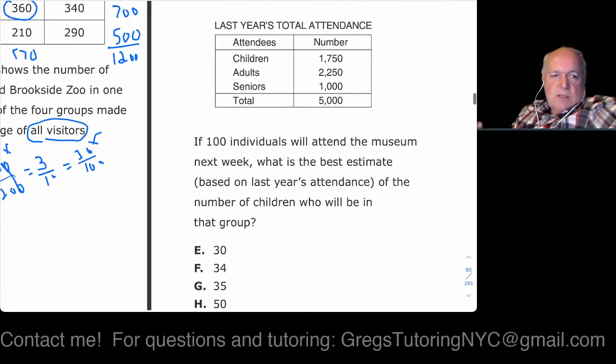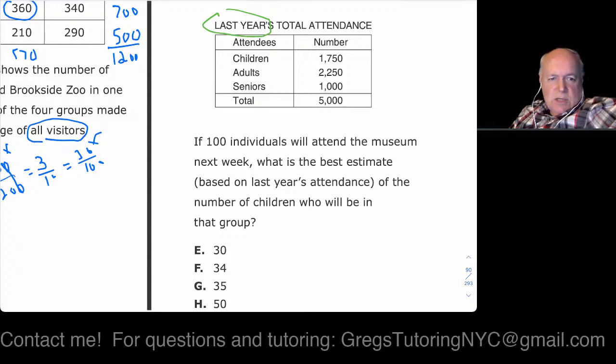All right. So we have a table. Last year's total attendance. The left-hand side has the attendees. The right-hand side has numbers. We have the total. Luckily, they added that up for us. Children, adult, and seniors, the respective numbers. If 100 individuals attend the museum next week, what is the best estimate, based on last year's attendance, of the number of children who will be in that group?